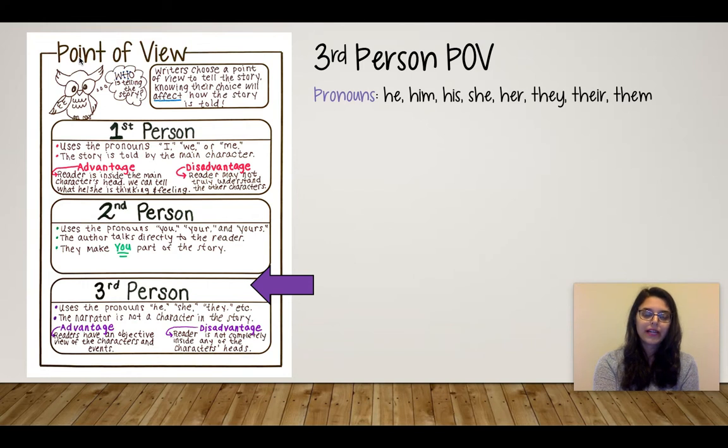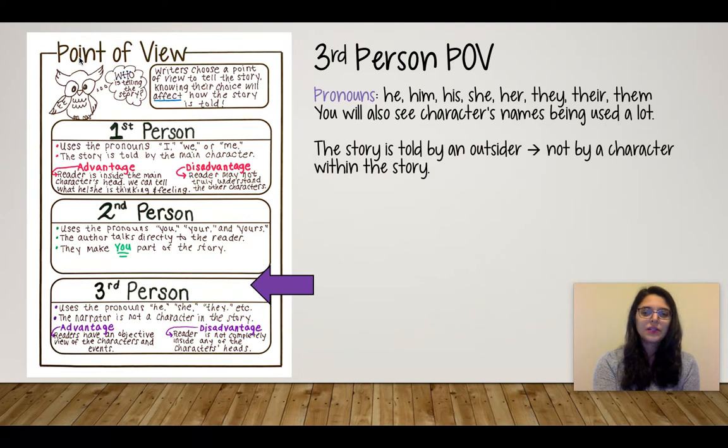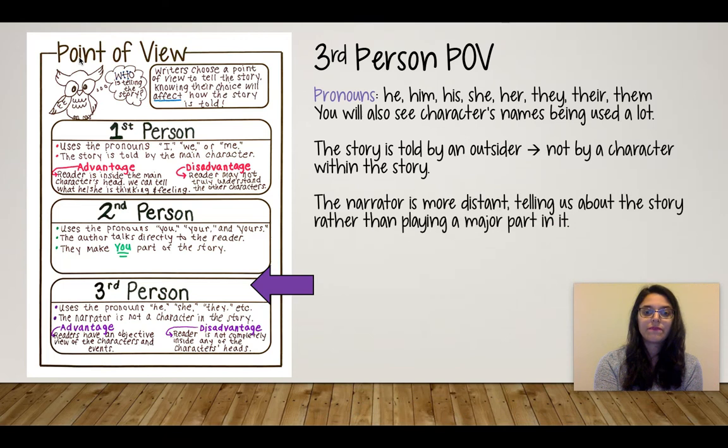So the pronouns, I gave you some, but there's a plethora of pronouns used for third person. He, him, his, she, her, they, their, them. There's many of them. You will also see characters' names being used a lot. The story is told by an outsider, not by a character within the story. The narrator, therefore, is more distant, telling us about the story rather than playing a major part in it.